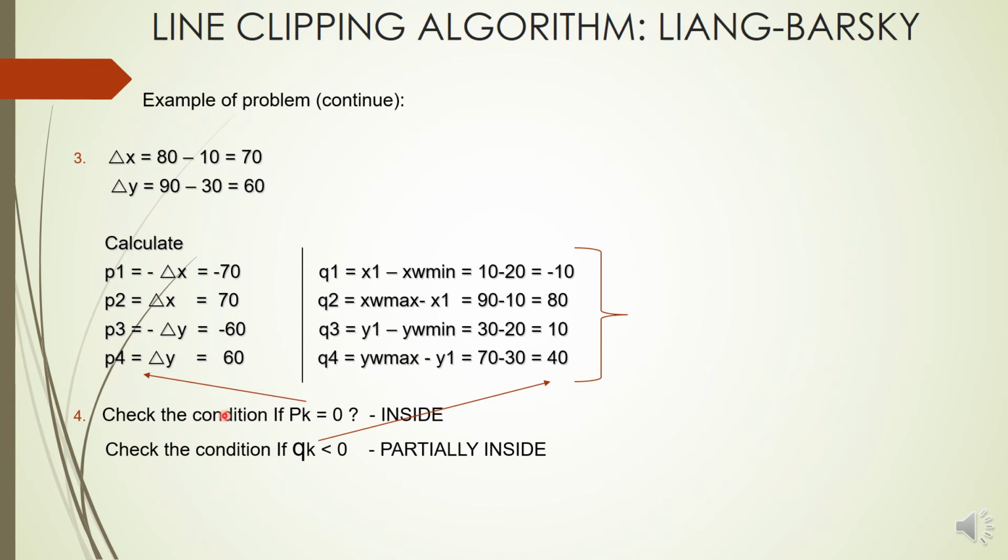And then you check the condition on the QK part over here. You check whether any value of this QK is less than 0. So this one is more than 0, more than 0, more than 0, but this one is less than 0 because it's negative 10. So it shows that if there is any QK that is less than 0, it is partially inside. Okay, so let's look into the next slide.